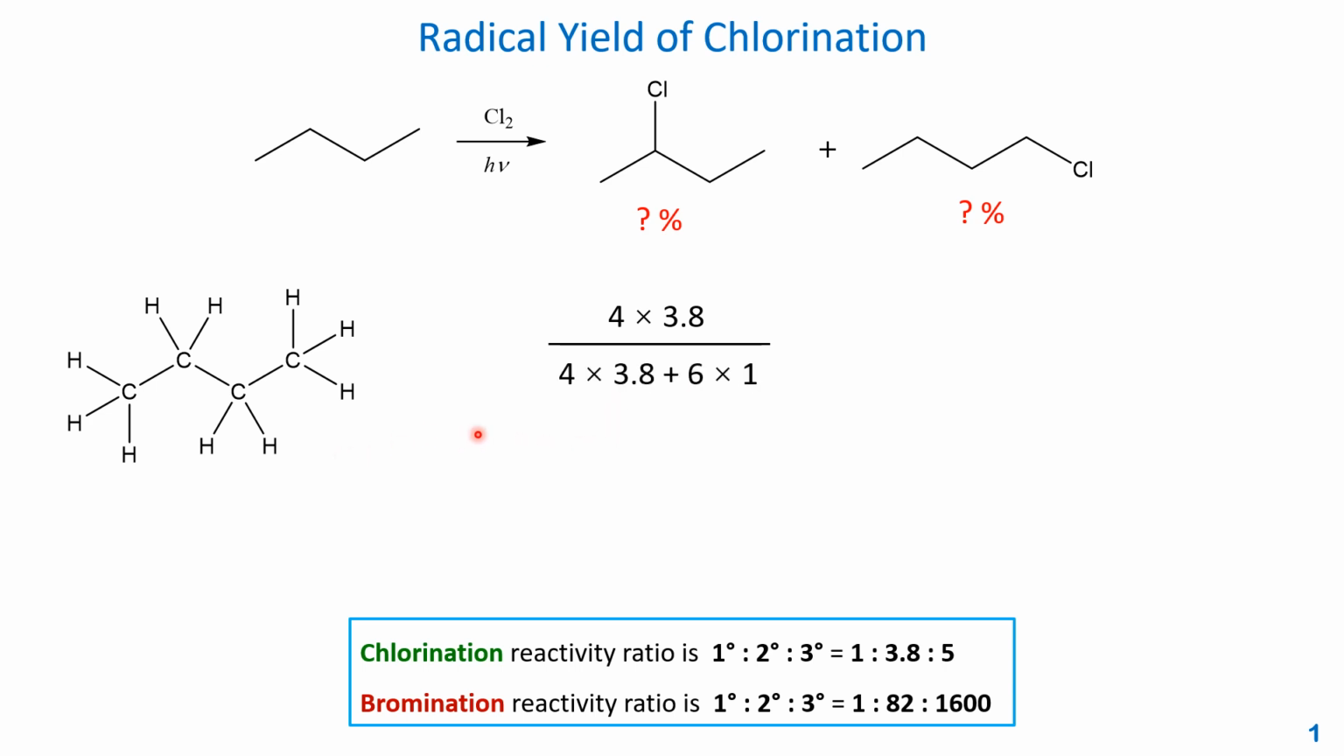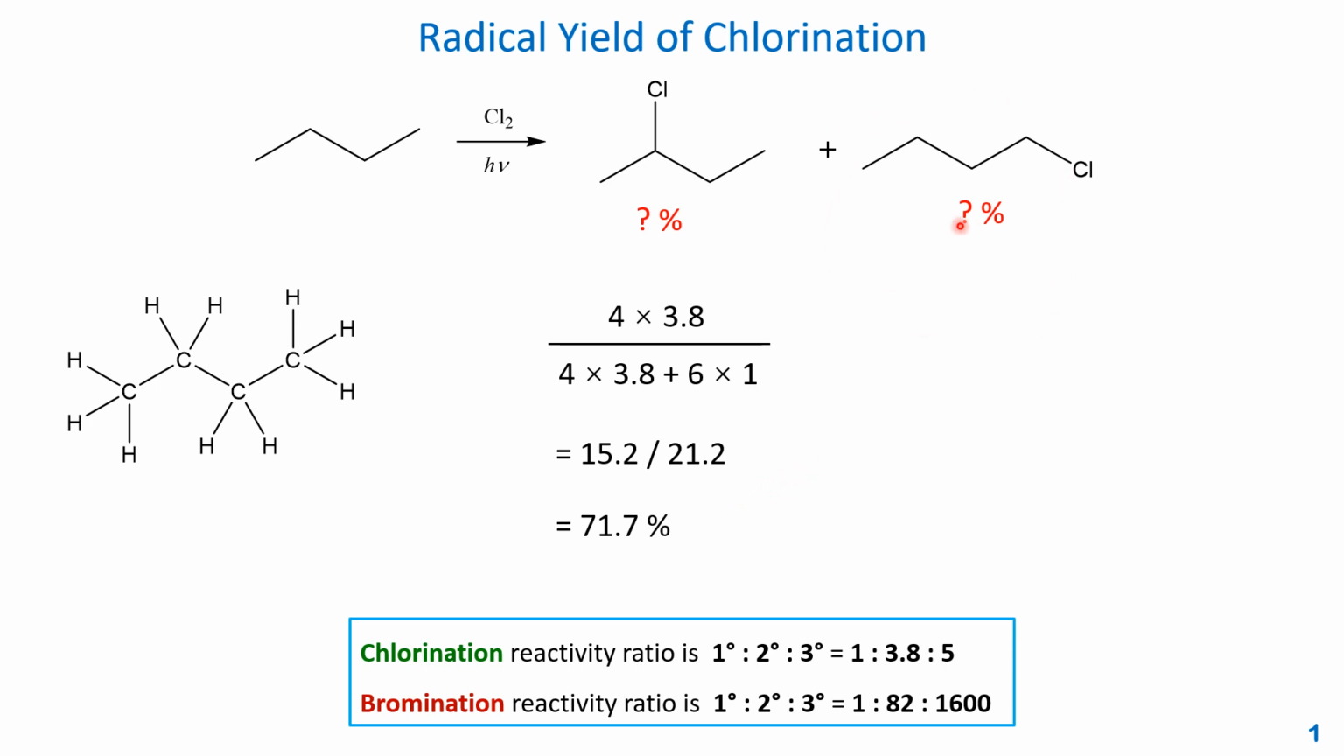So we have 4 secondary hydrogens times 3.8, and we also have 6 primary hydrogens: 1, 2, 3, 4, 5, 6. That's basically the 2 methyl groups. So 6 times 1, the reactivity of the primary hydrogen. So we can do the calculation here. That will be 15.2 divided by 21.2, which is 71.7%.